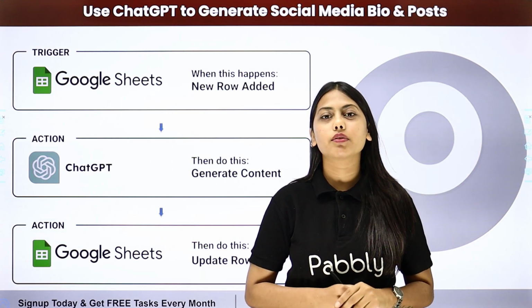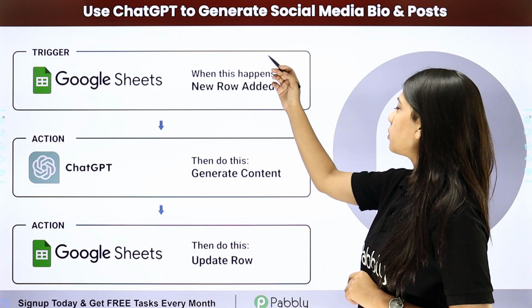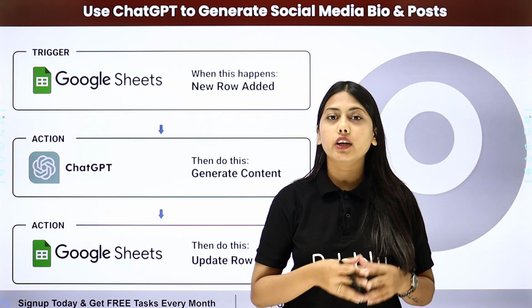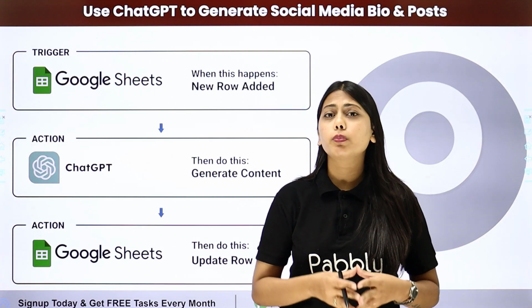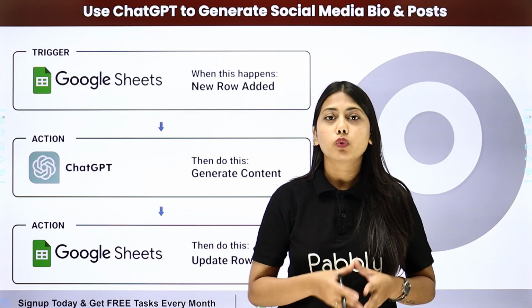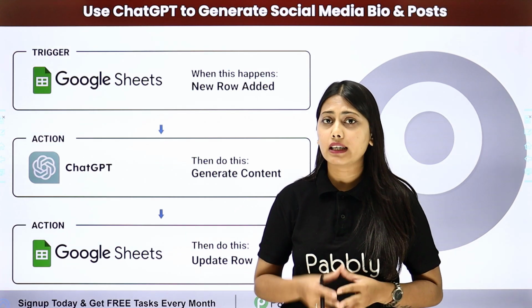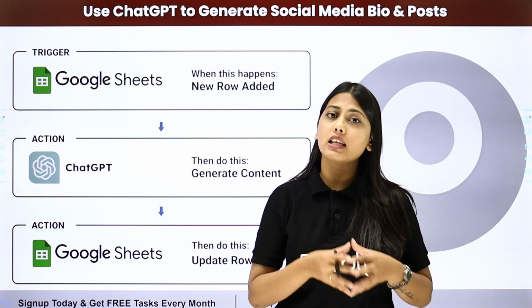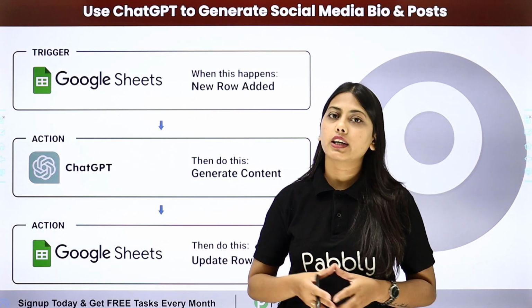Hello everyone, today we will learn how to use ChatGPT to generate social media bio and post. So if you're worried about what content you're going to use for your bio or your post on your social media account, then you can use ChatGPT for that purpose. What you can do is keep a track of all the titles in your Google Sheet, generate the content from ChatGPT and then update the same Google Sheet about the generated content.